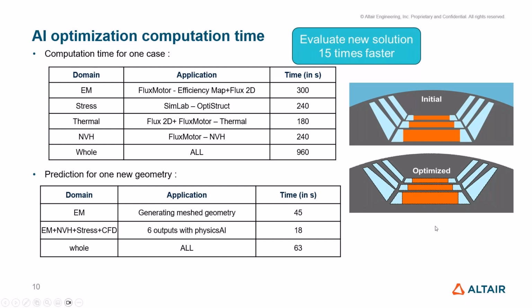To compare the time it took between the FEA model and the AI model, you can see that the whole time for the physics AI model to give the analysis is just 63 seconds, whereas running all the analyses of different physics using Flux Motor and SimLab took around 960 seconds. So the AI model is 15 times faster. Here we got the time advantage also when we have the multiphysics simulation included.